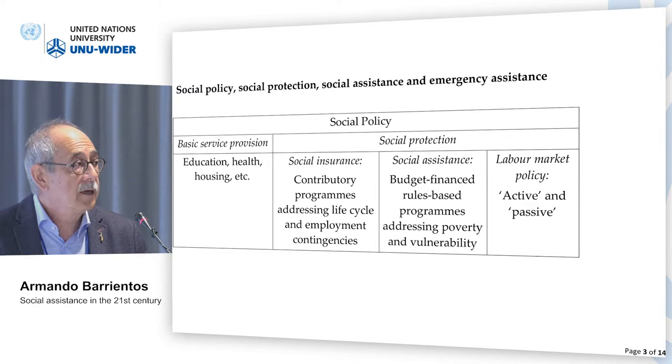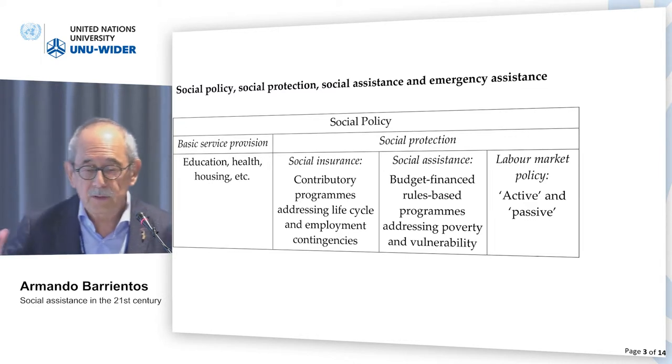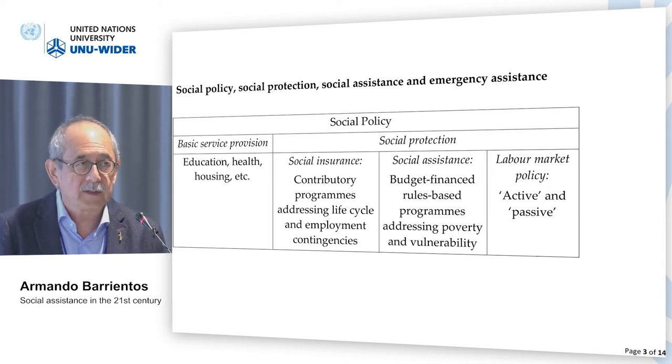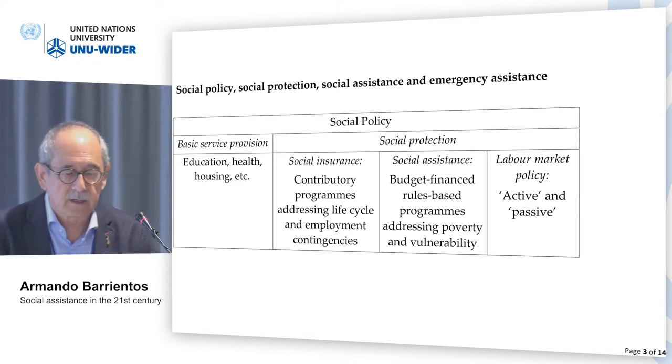Those are mainly services in kind, transfers in kind. And then you have social protection, which are transfers in cash. And there are three types, which I'm going to probably reduce to two. On the one hand, you have social insurance, which consists of contributory programs that address life cycle risks, as well as employment risk and employment-related risks.